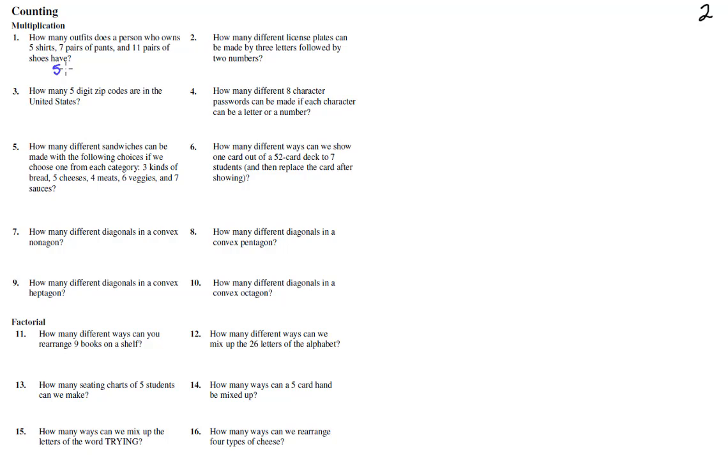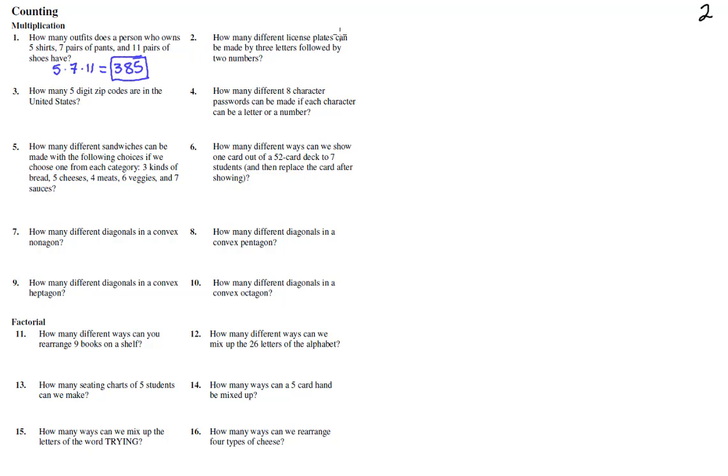You have 5 shirts, and each shirt could go with each pair of pants, so that's 5 times 7, and each outfit there could go with each of 11 different pairs of shoes. So that becomes 5 times 7 times 11. That's 35 times 11. That's 385. Look at that. That was a pretty quick counting.